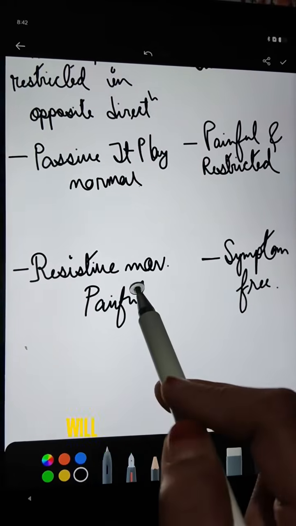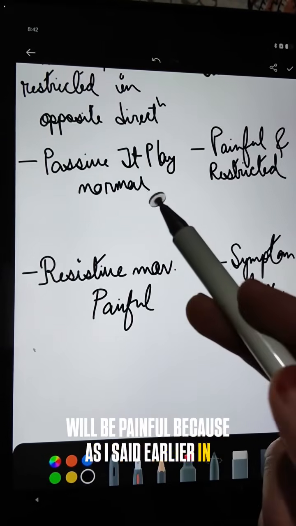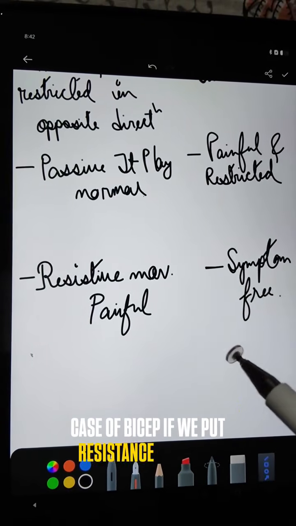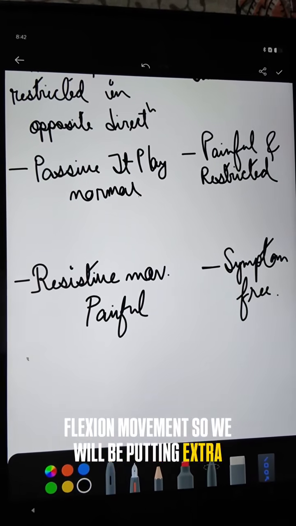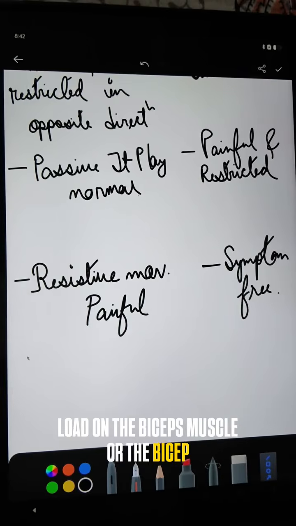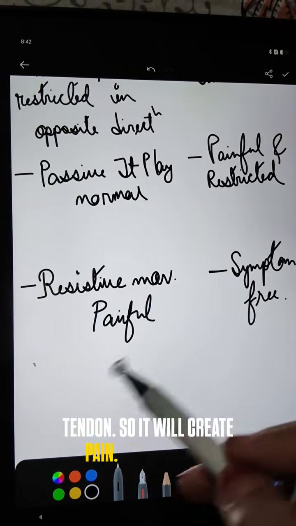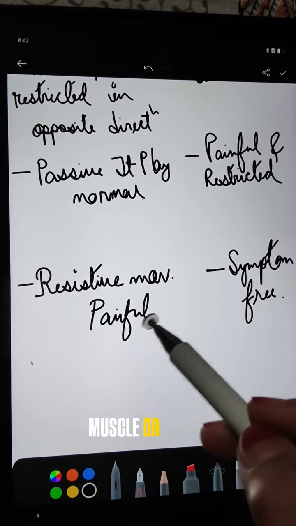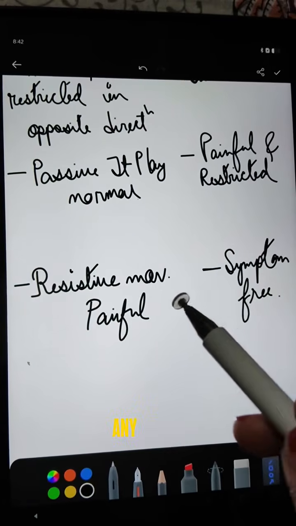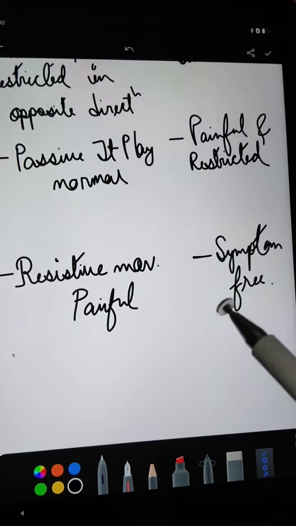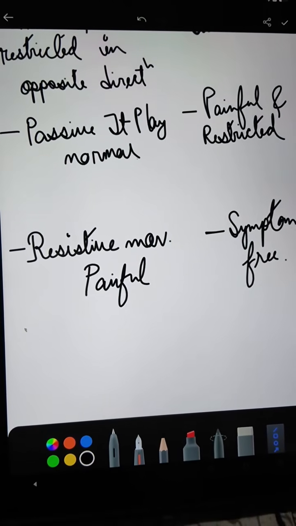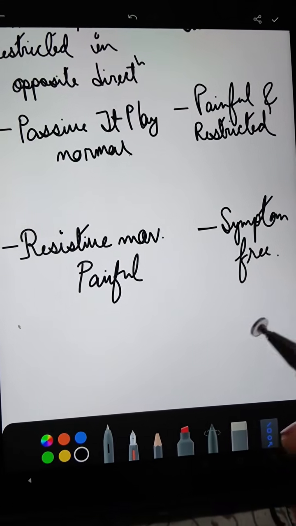Why will resistive movement be painful? Because, as I said earlier, in case of the biceps, if we put resistance in elbow flexion movement, we will be putting extra load on the biceps muscle or the biceps tendon, so it will create pain if the biceps muscle or the biceps tendon has any lesions. But in case of non-contractile tissue lesions, if we put resistance in resistive movements, it will be symptom free.